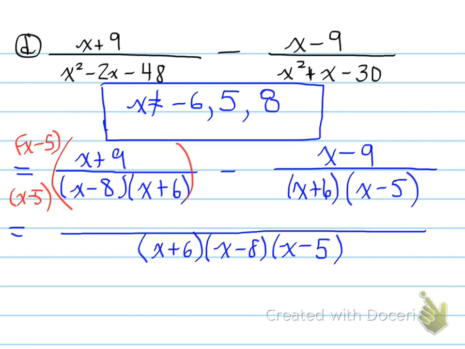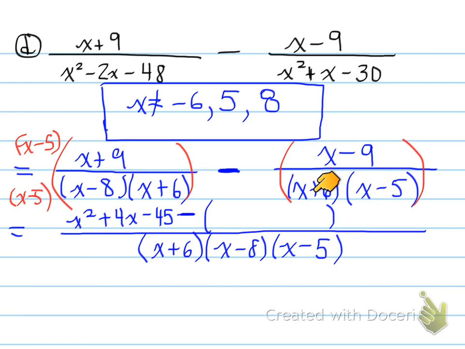And when we do that, x minus 5 times x plus 9 means that you'll have x squared plus 9x minus 5x, which is plus 4x, minus 45. Next, you have a minus, and you're going to times that whole thing by something. What are you going to times it by?